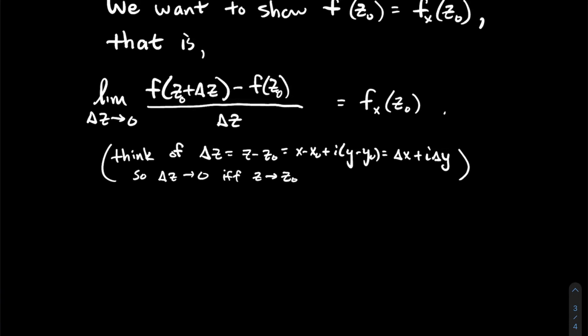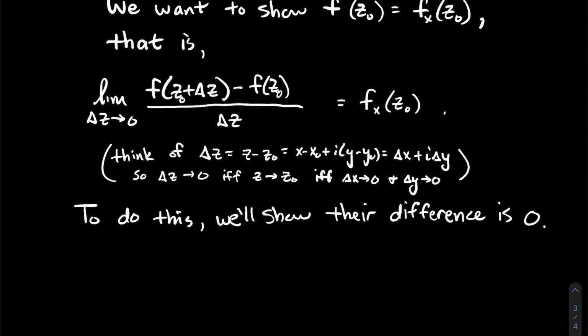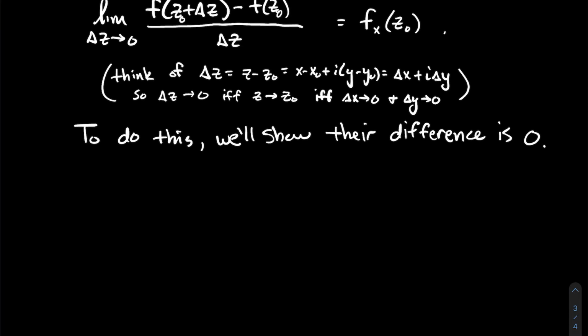And just one more thing. To say that delta z goes to 0, that's the same thing as saying z goes to z0, so we're still analyzing the same kind of thing. And if z goes to z0, that's the same thing as saying both delta x goes to 0 and delta y goes to 0. So just so we're on the same page about how things are changing.